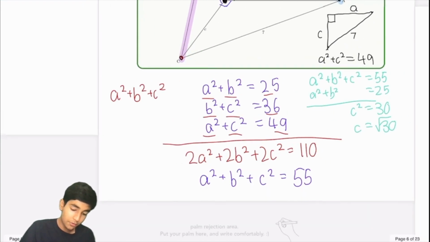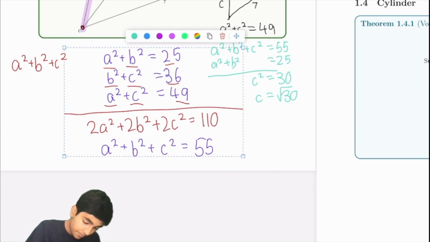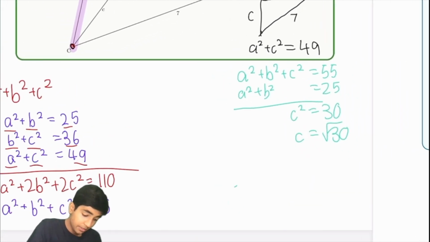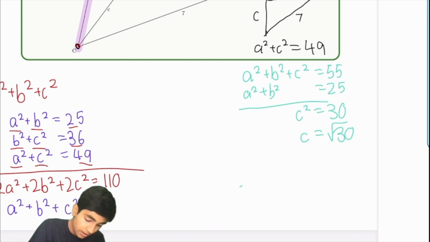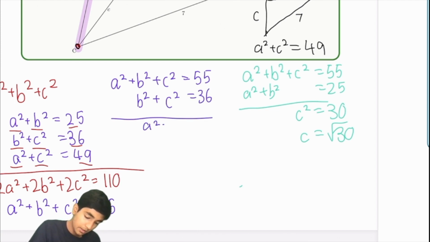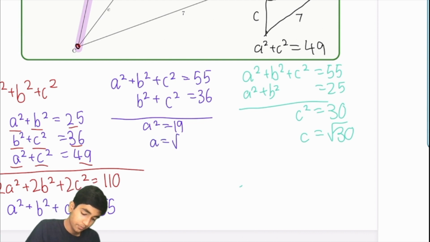And we can do something very similar for the rest of them, but we're running out of space here, so let's just make that tinier. Luckily, we're not doing this on paper, so there's no limits. And now let's also subtract: the equation a squared plus b squared plus c squared equals 55 minus the equation b squared plus c squared is 36. That gives us a squared is 19, or that a is root 19, by just taking the square root of both sides.